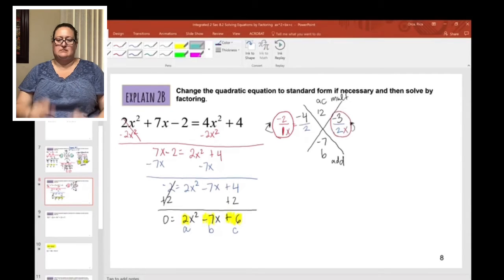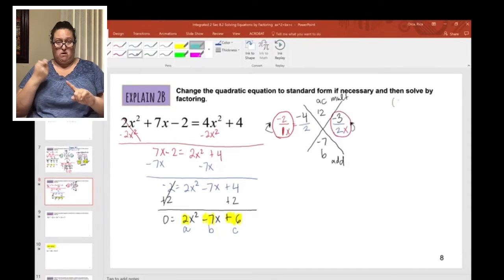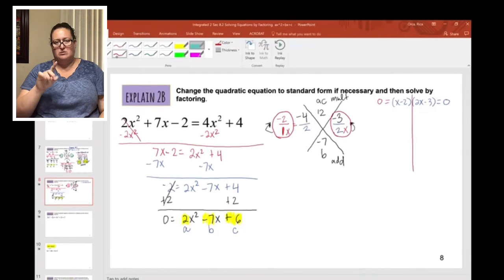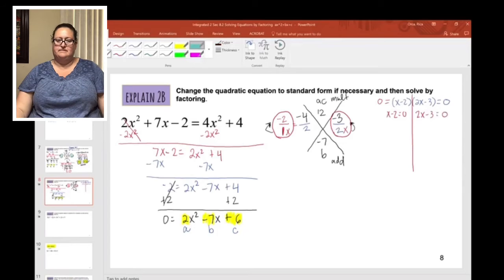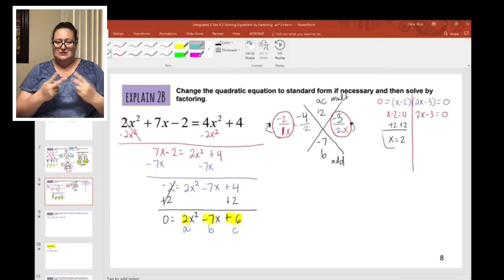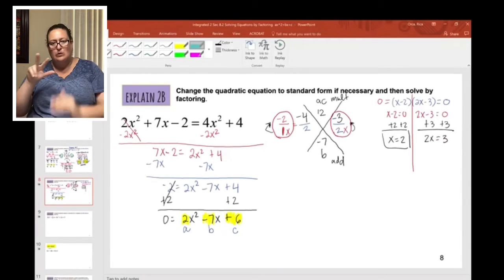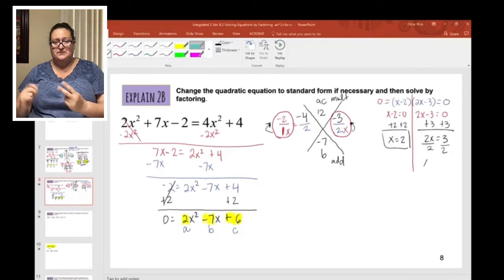Okay, class, now let's write out the factors from the bottom up. We have x minus 2 times 2x minus 3 equals 0. Go ahead and use the zero product property. Set each factor equal to 0. X minus 2 equals 0, and 2x minus 3 equals 0. In our first equation, we want to add 2 to both sides. X equals 2. In our second equation, let's add 3 to both sides. We get 2x equals 3. Divide by 2, x equals 3 halves.